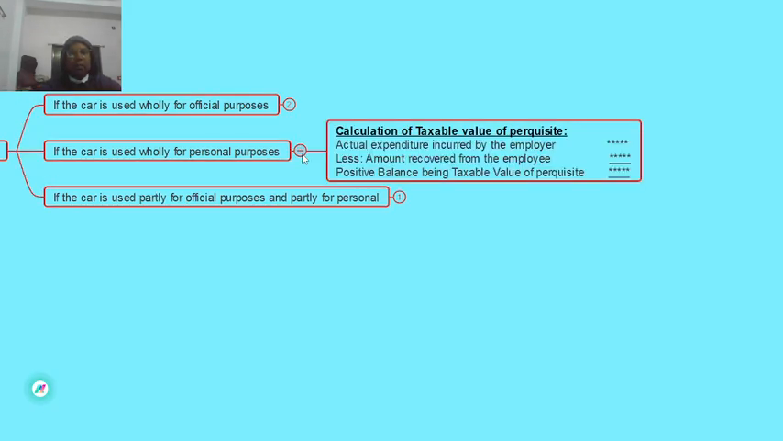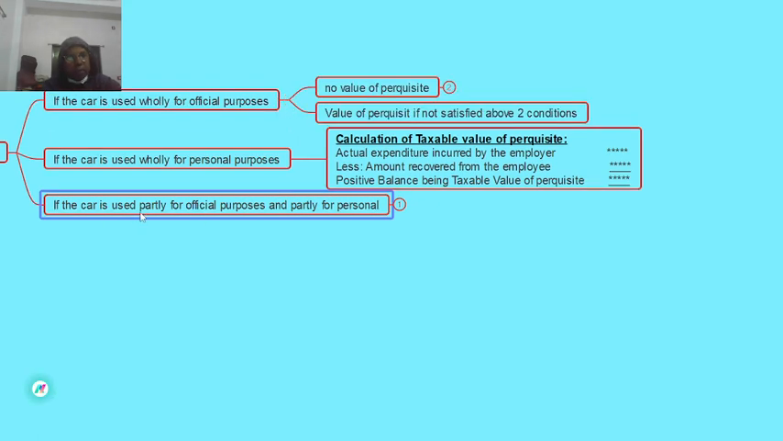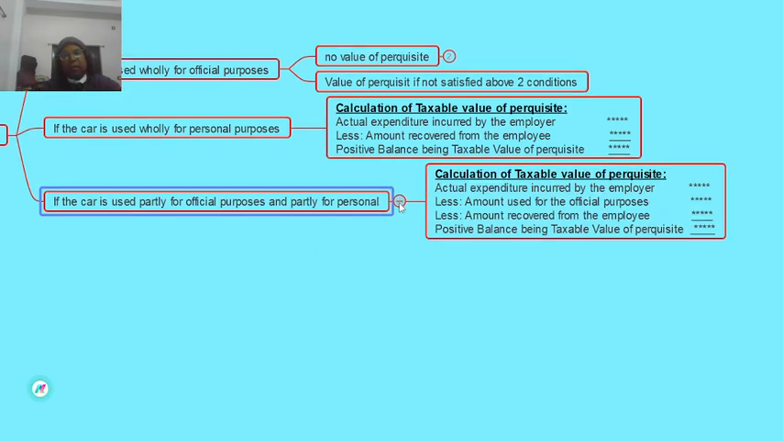And if the car is used partly for official purposes and partly for personal purposes, then the calculation of the taxable value of perquisite is like this: actual expenditure incurred by the employer less amount used for the official purposes and less amount recovered from the employee, then the positive balance amount being the taxable value of perquisite. In this way we have to calculate the value of taxable perquisites.